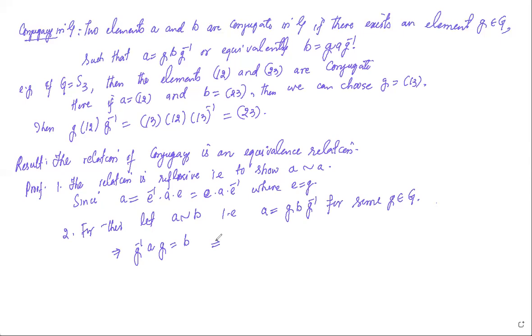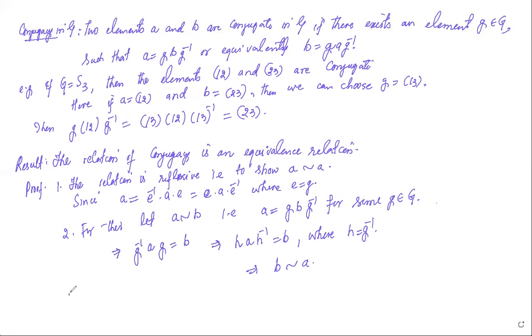but this can also be written as, suppose, H A H inverse is equal to B, where H is equal to g inverse. So therefore, when A is equal to g B g inverse, then B is equal to H A H inverse. That means, so this implies B is related to A. So therefore, the relation is also symmetric.